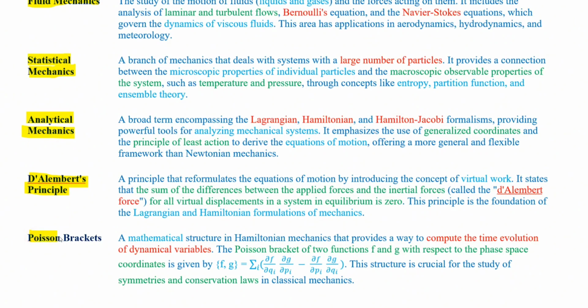And last, we have the Poisson brackets, an important mathematical structure in classical mechanics. In Hamiltonian mechanics, Poisson brackets compute the time evolution of dynamical variables. The Poisson bracket of two functions f and g with respect to the base space coordinates is given by {f, g} equals the summation over i of ∂f/∂qi, where qi are the generalized coordinates, times ∂g/∂pi, where pi corresponds to the conjugate momentum, minus ∂f/∂pi times ∂g/∂qi. And this structure is crucial for the study of symmetries and conservation laws in classical mechanics.